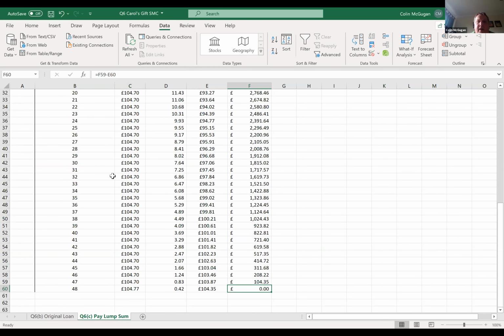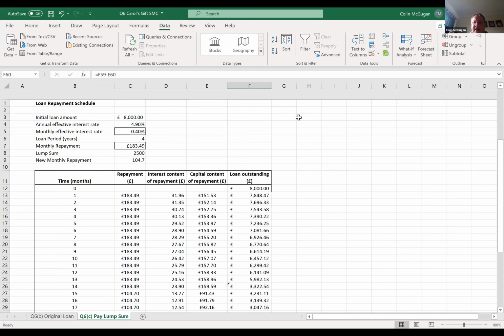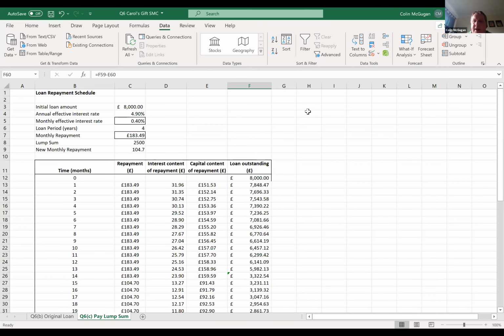Now, that's all well and good, but what we actually want to find out as well, the last part of this question, is how much would you save in interest payments by making this lump sum? So Carol's got to look at that and see what overall impact. She knows that it's ultimately going to save her some money, but she's got to decide herself whether she thinks it's worth it or not. So the next part is simply part C, part 2.